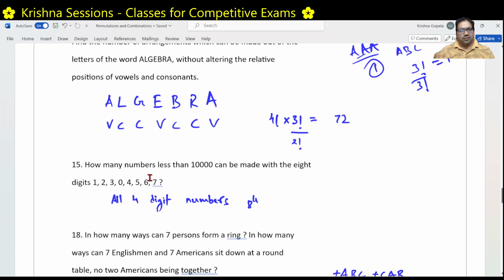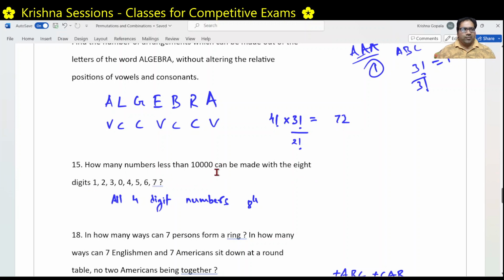So look at this. This is another beautiful question. How many numbers less than 10,000 can be made with the 8 digits 1, 2, 3, 0, 4, 5, 6, 7? There are 8 digits. Which are the numbers that are less than 10,000? All 4-digit numbers. 10,000 is the first 5-digit number, right? Till 9999, whatever is the number, is less than 10,000. So what does that mean? How many 4-digit numbers can we create with these 8 digits?